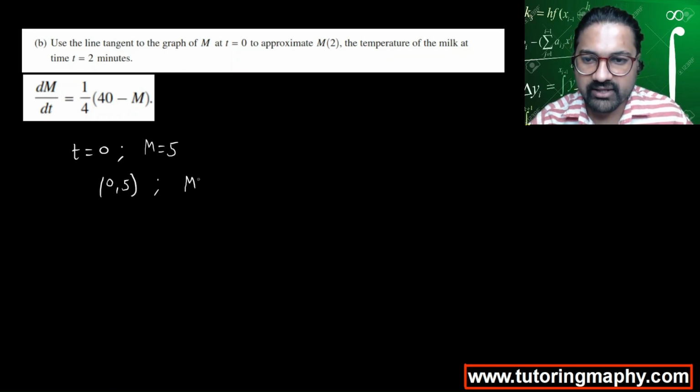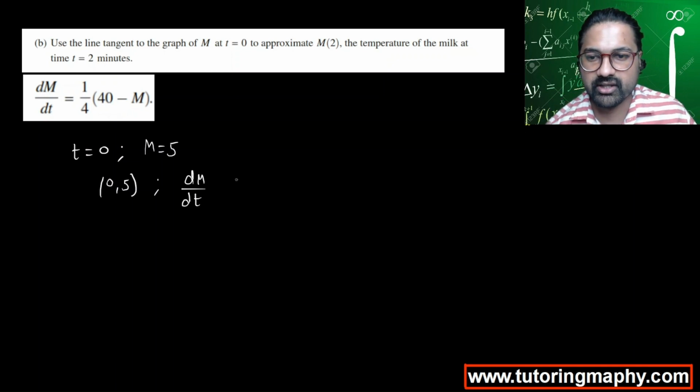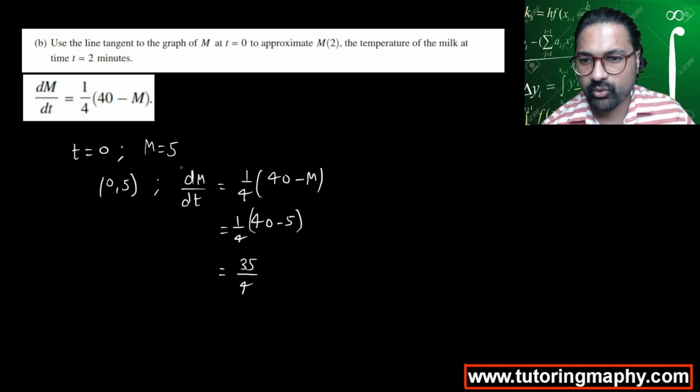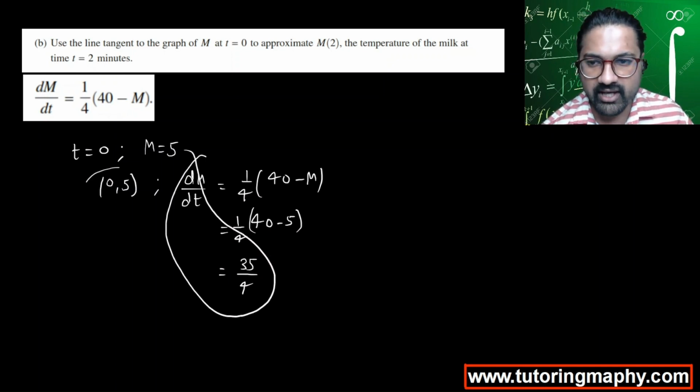We need to get the value of m prime 0, or maybe dm over dt at this particular point. So we know that dm over dt is right here in front of us. That is 1/4 of 40 minus m. And what is the value of m? It's 5. So I'm going to plug in 5 here. So that's going to look like 40 minus 5, and there's a 1/4 already outside. So that's going to look like 1/4 of 35, or maybe 35 over 4.